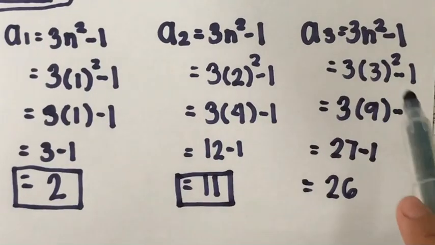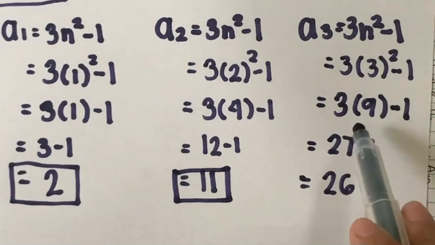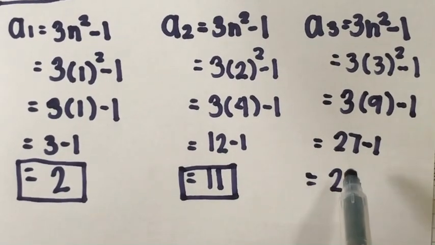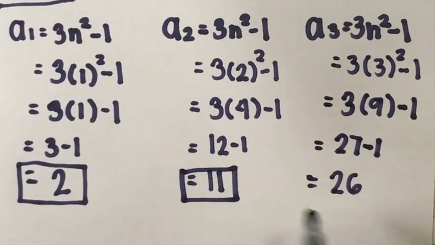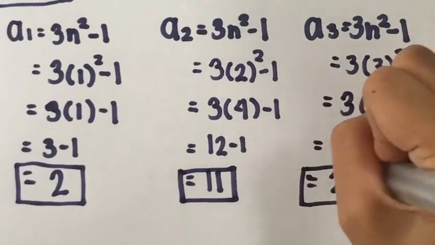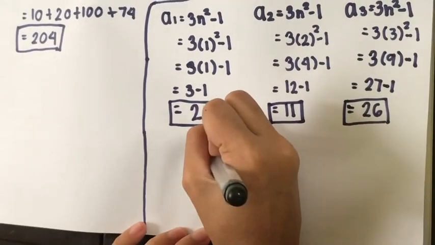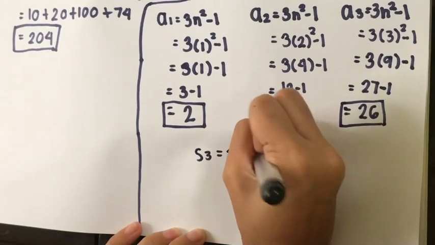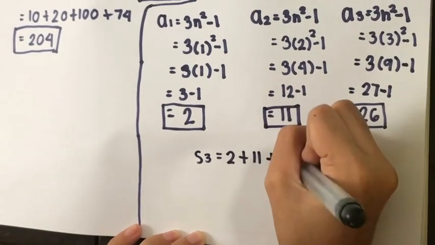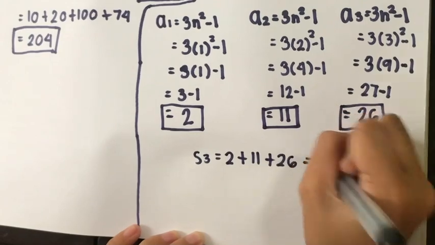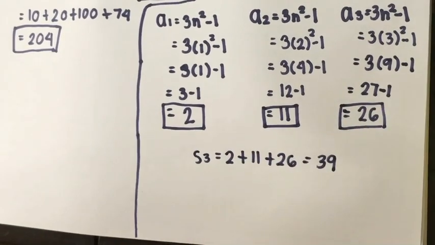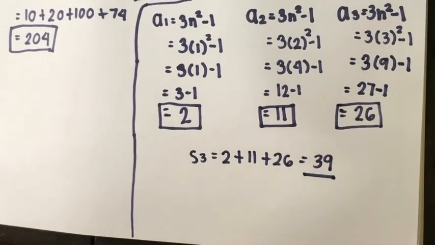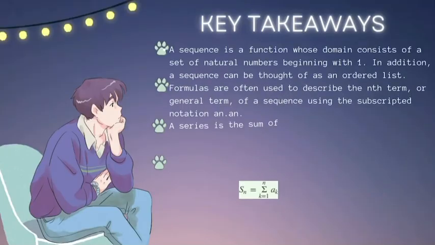3 times 3 squared minus 1. 3 squared is equal to 9, minus 1. 3 times 9 is equal to 27, minus 1 is equal to 26. So our S sub 3 is equal to 2 plus 11 plus 26, which is equal to 39. So the sum of the first three terms is 39. So that is series.